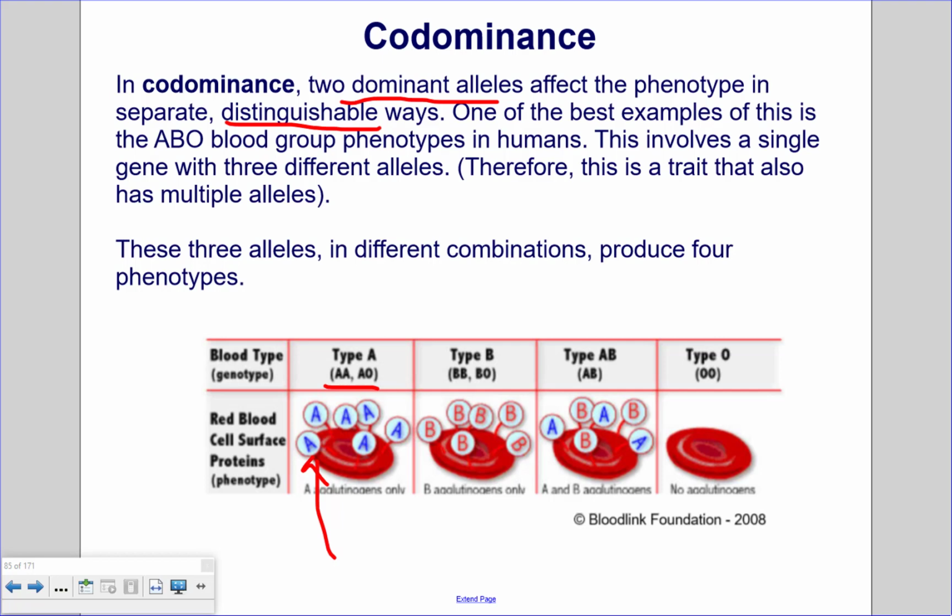And now here's the codominance. When there's type AB, you have both A and B proteins on the same blood cell. So you could distinguish both of these proteins. And type O is the absence of A or B.